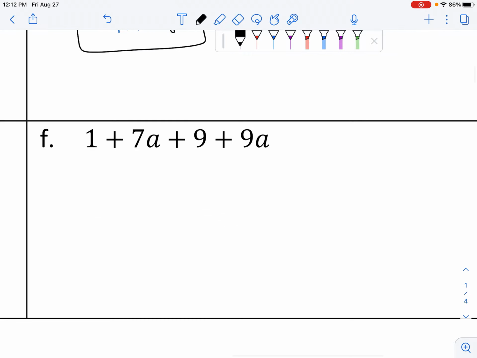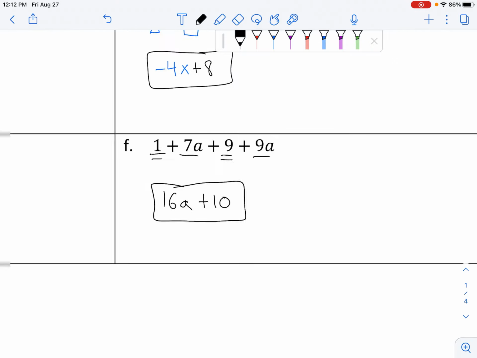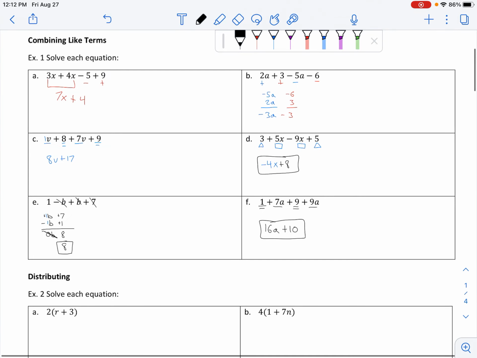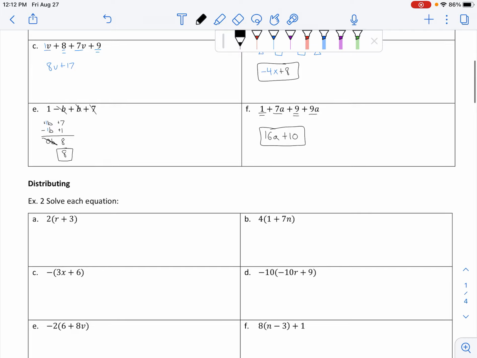All right, and then here I have 7a and 9a, and 1 and 9 are my constants. So 7 and 9, same signs, add, keep the sign. 1 and 9, same signs, add, keep the sign. So that is combining like terms.